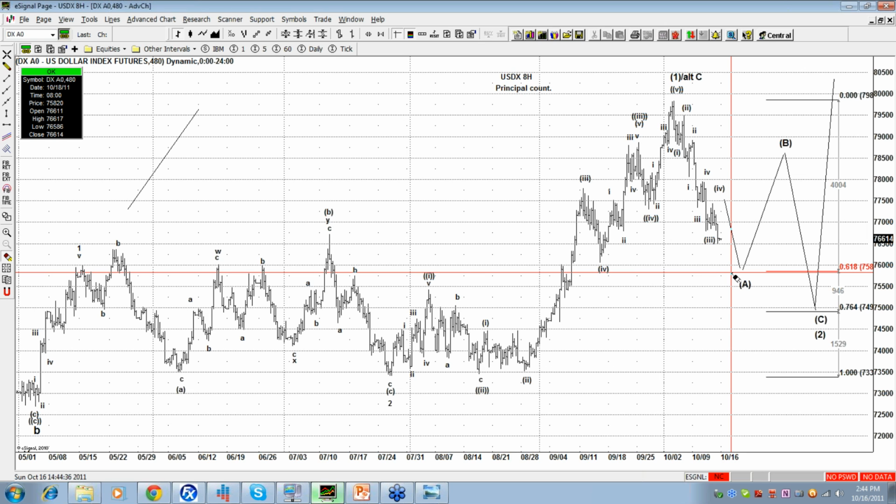What do you mean with it in small wave 4? From where?